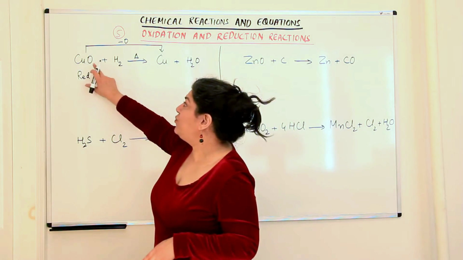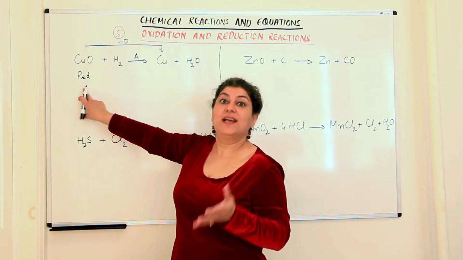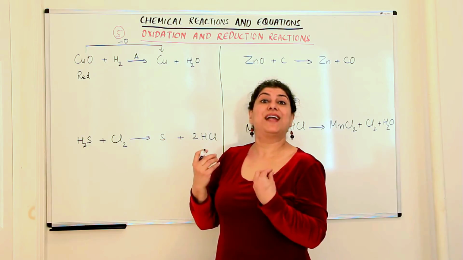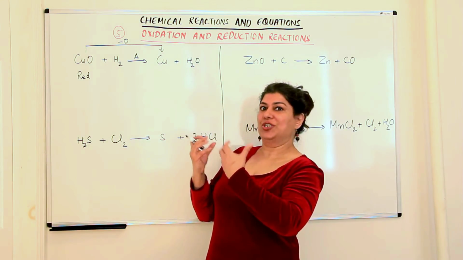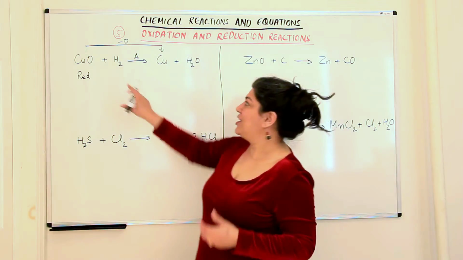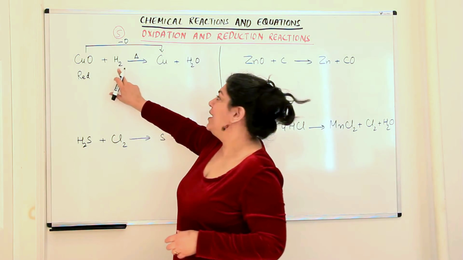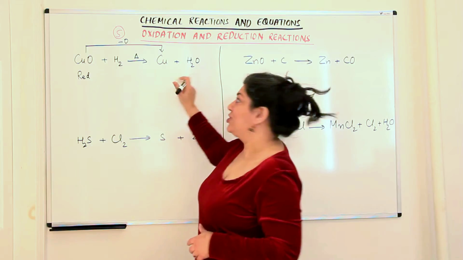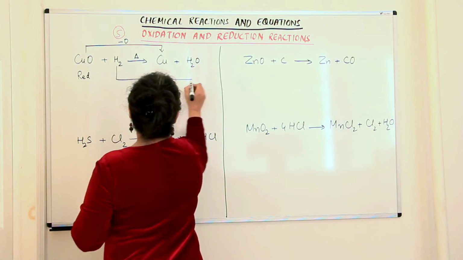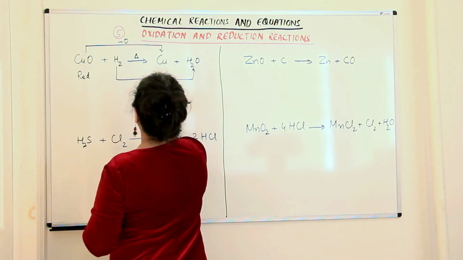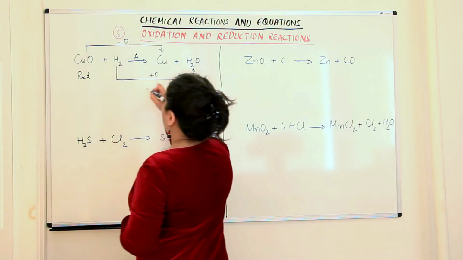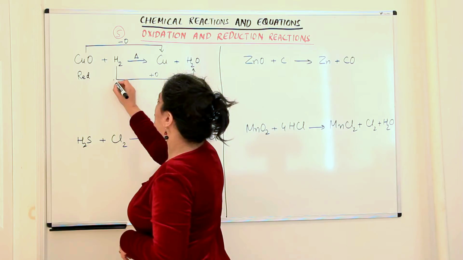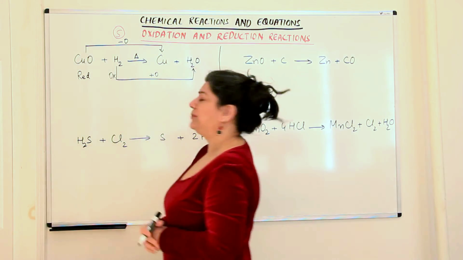If the oxygen was removed from copper oxide, there was somebody who accepted that oxygen. That substance that accepted the oxygen would have gotten oxidized. So what accepted the oxygen? Hydrogen accepted that oxygen. So we see here that hydrogen became water. So what happened to this? It added oxygen. If it added oxygen, it means hydrogen got oxidized.